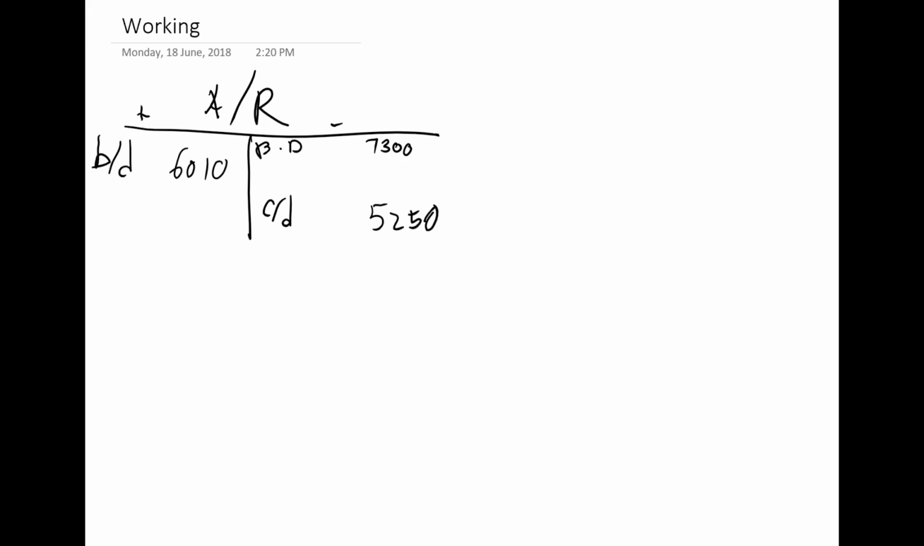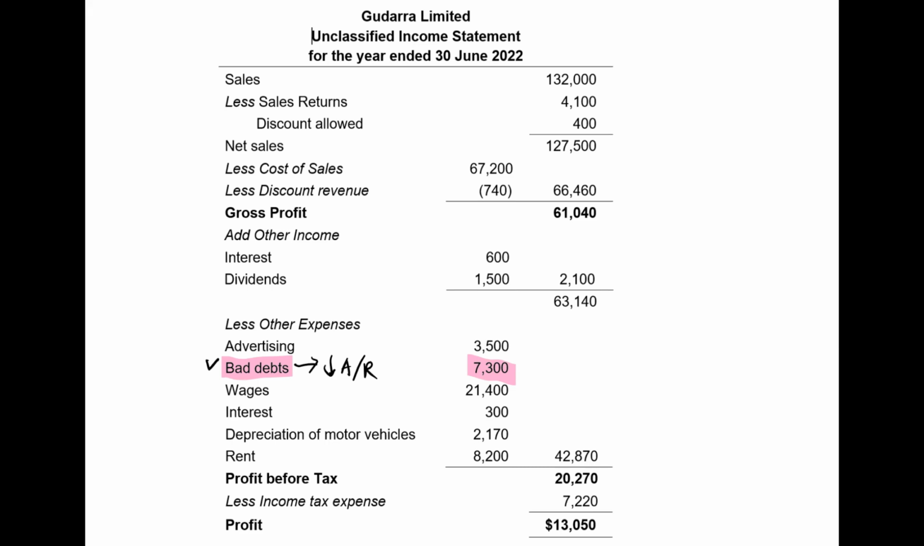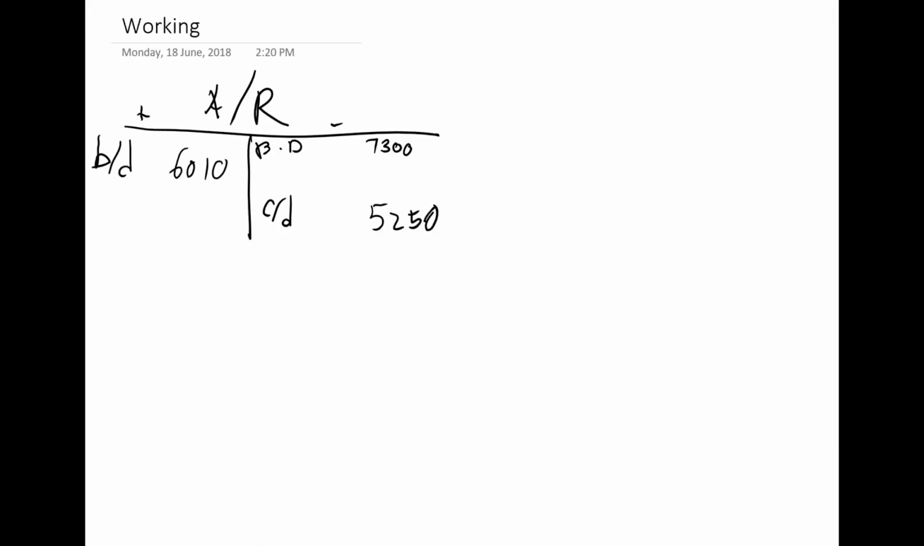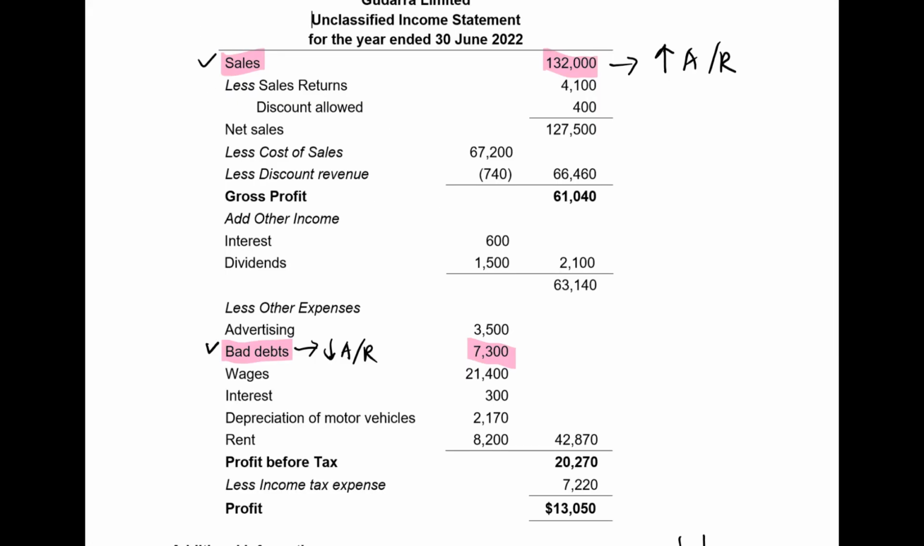Next one we shall look at sales, especially credit sales. We assume that all the sales here is credit sales. So if all this 132,000 is considered as credit sales, it will actually increase your accounts receivable. Sales will increase your accounts receivable because you have made the sales but you haven't collected from your customers. So on the debit side of your accounts receivable, you have to include sales, and your sales figure will be 132,000.